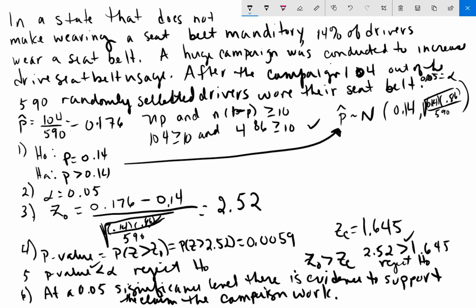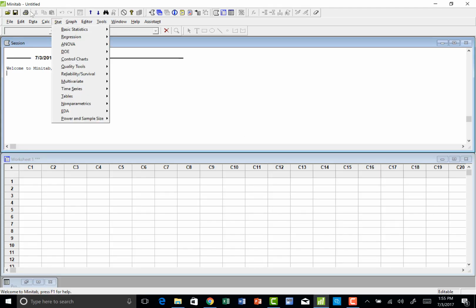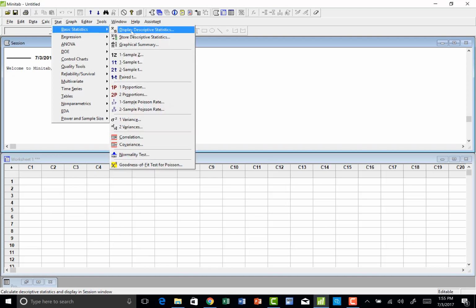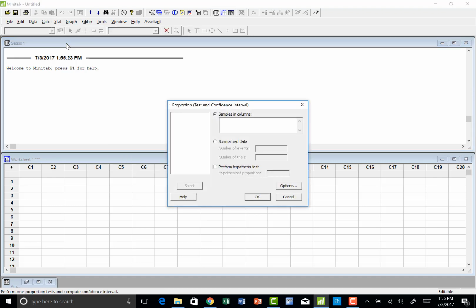So for the last segment of this video, I'm going to take this and I want to show you how we would use Minitab output. For example, in this problem, how to read this output. So in Minitab, you'd go to Statistics, Basic Statistics, and we want to do a one sample proportion, because we were doing a proportion problem. And I have summarized data. The number of events, well, there were 104 that used seatbelts after that campaign out of a random sample of 590.